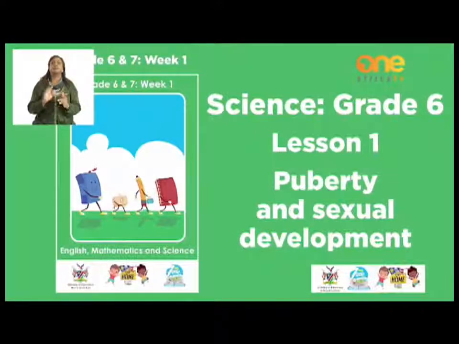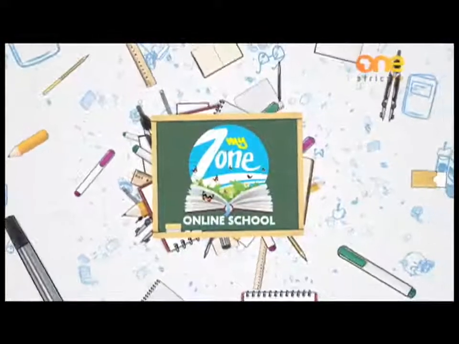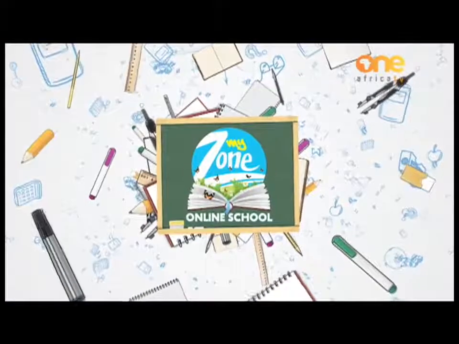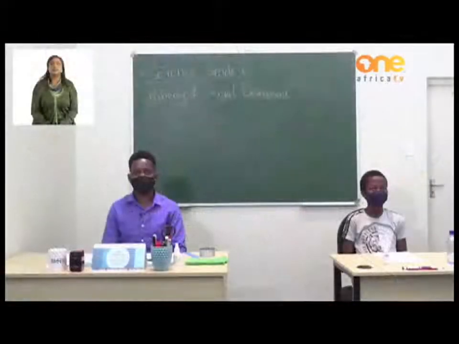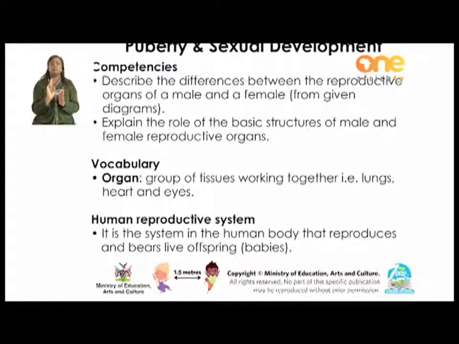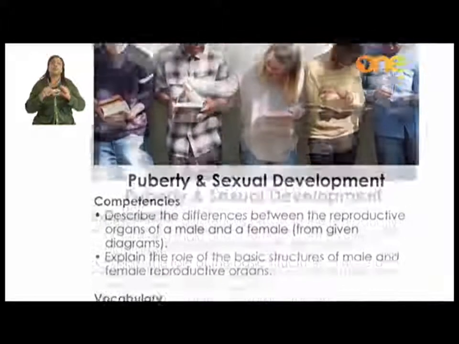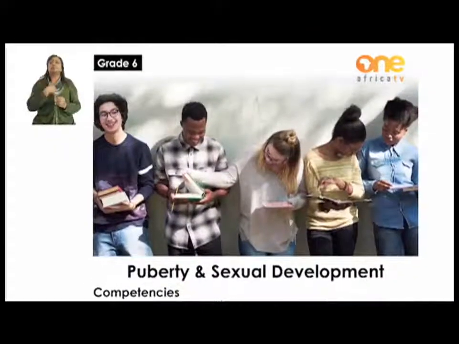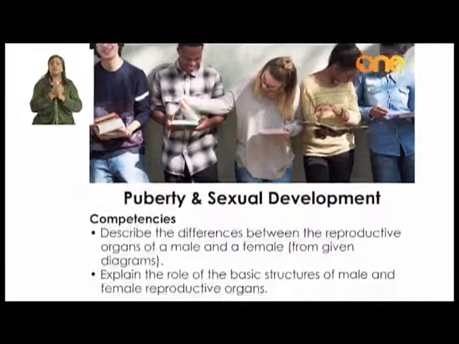Today's lesson is puberty and sexual development. Let us now turn to page 17, where we will look at puberty and sexual development. What are the basic competencies we will encounter during this lesson?